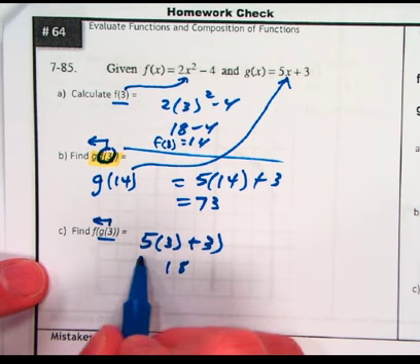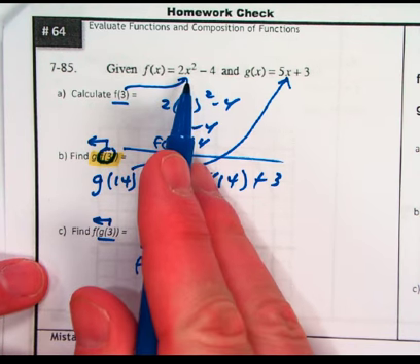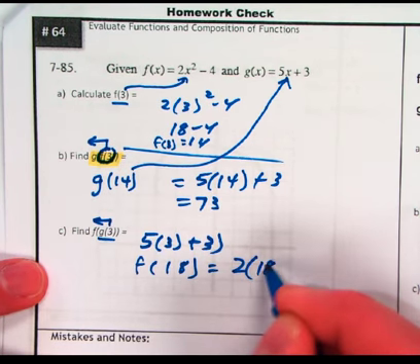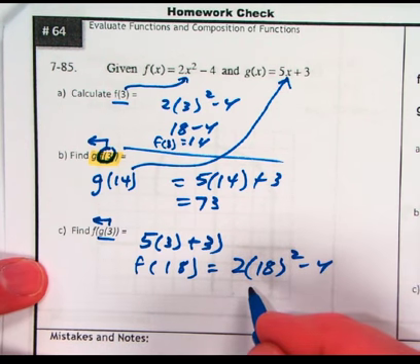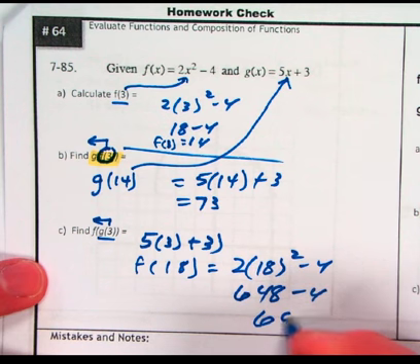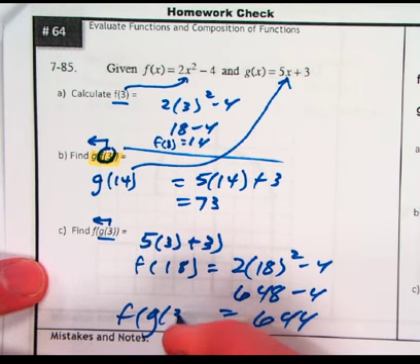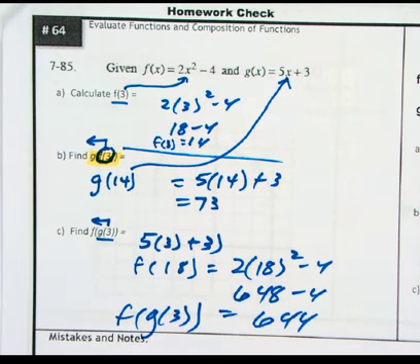Now I'm going to do f of 18 because that was my answer. So take 18 and plug it into the f function, squared minus 4. 18 squared times 2 is 648, minus 4 gives me 644. And so f of g of 3 equals 644. The key to this strategy is you're plugging in the inside function first and then the outside.